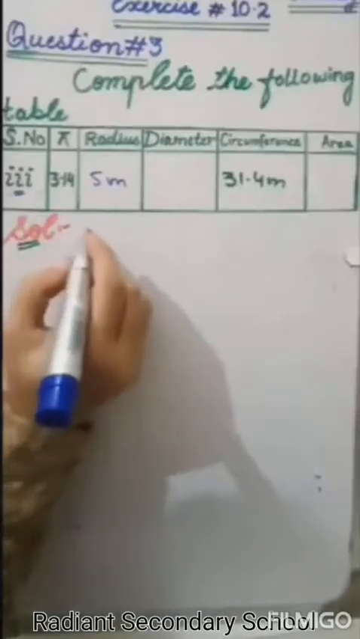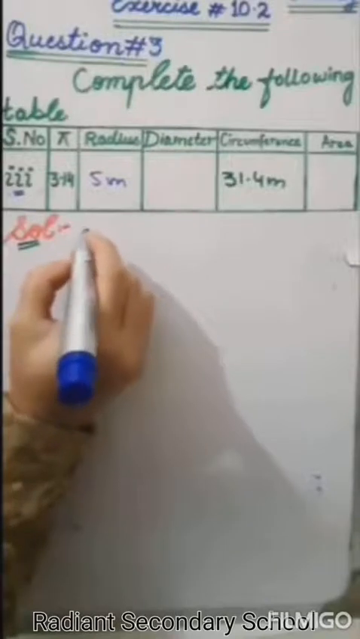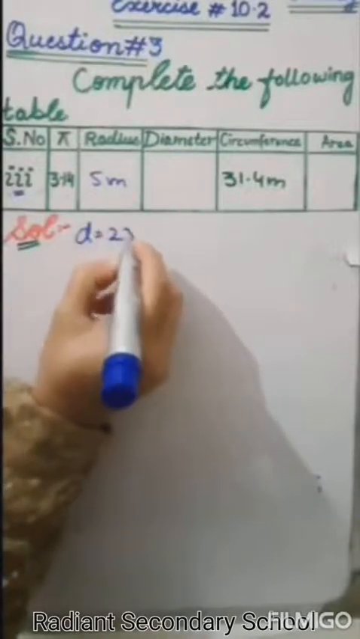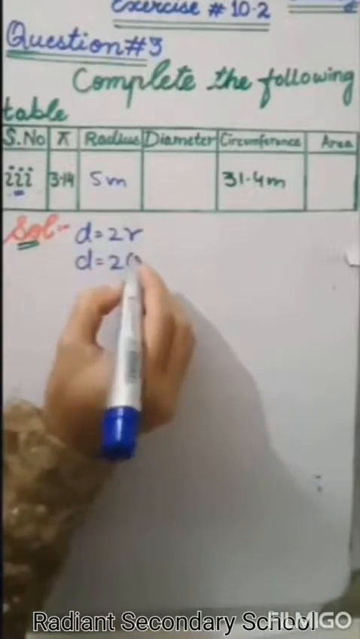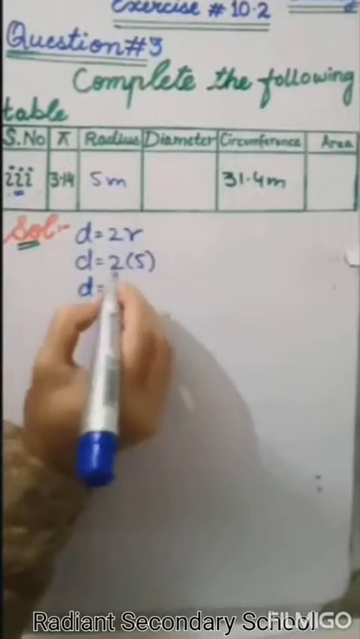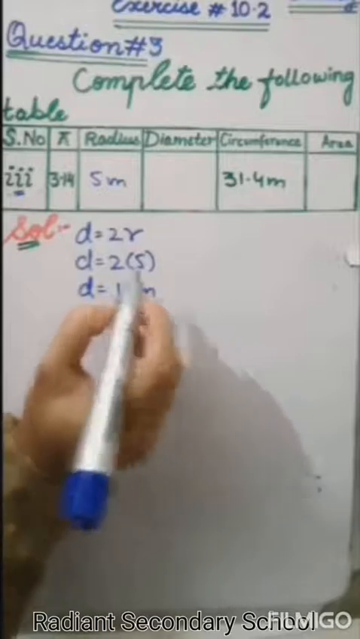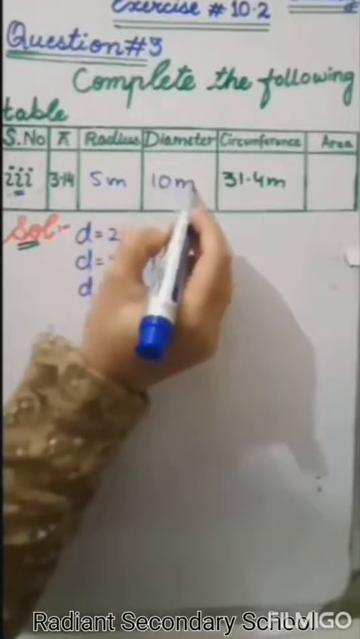Now we have to find diameter. Formula of diameter is d is equals to 2r. D is equals to 2r, radius is 5. 2 5s are 10. D is equals to 10 meter. Diameter is 10 meter. You have to write 10 meter here.